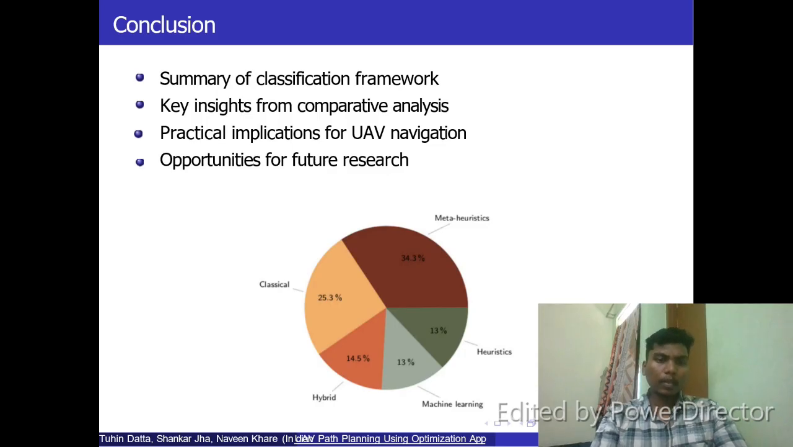Conclusion. In conclusion, this comprehensive survey provides valuable insights into the current state of UAV path planning research, offering a structured classification that helps researchers understand the advantages, limitations, and applications of different optimization approaches. The paper's detailed comparative analysis serves as an excellent reference for both newcomers to the field and experienced researchers seeking to identify the most suitable algorithms for specific UAV navigation challenges.